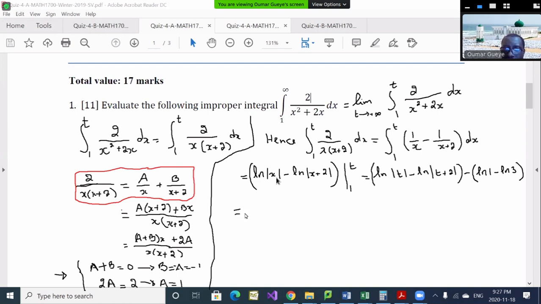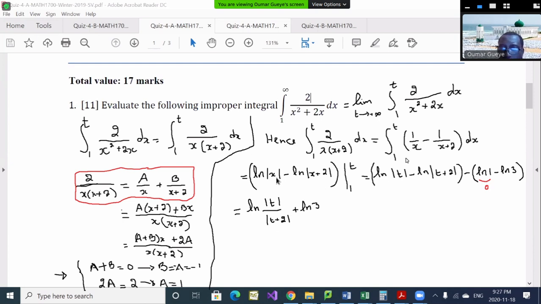Okay, and this is equal to ln of the absolute value of t over the absolute value of t plus 2, using the property of the log function, minus, ln of 1 is 0, and then you have minus ln of 3, which becomes plus ln of 3 because of the two negative signs.